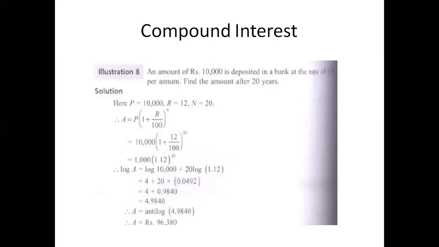Now we have the next illustration and the final illustration of the day. An amount of rupees 10,000 is deposited in the bank at the rate of 12%. We cannot see the value, but the value is 12% because we see R is 12 per annum. Find the amount after 20 years.